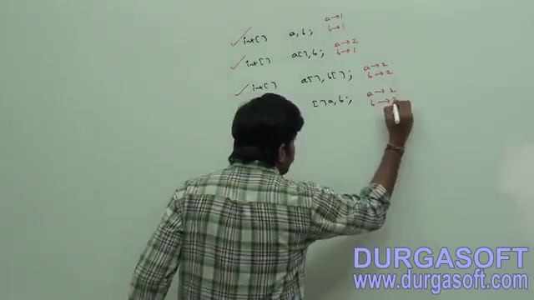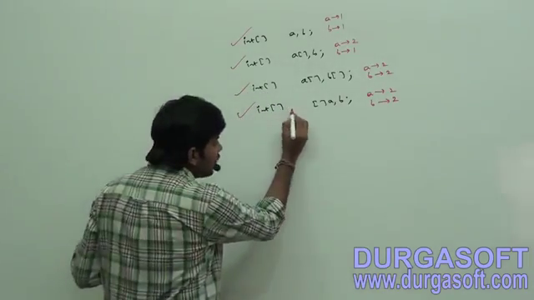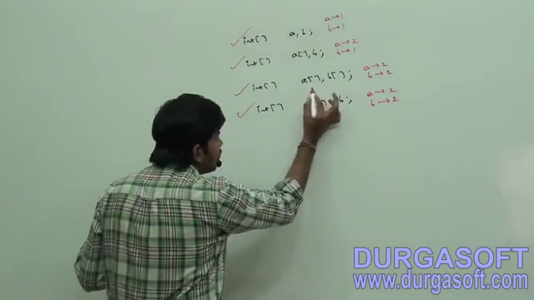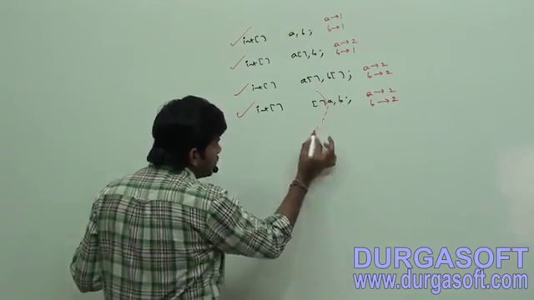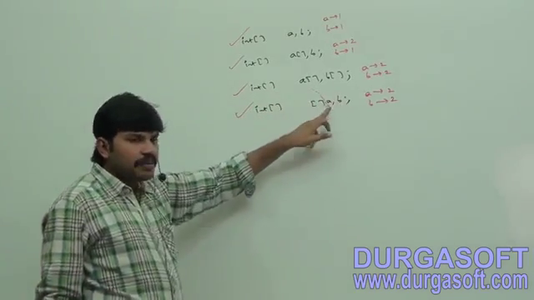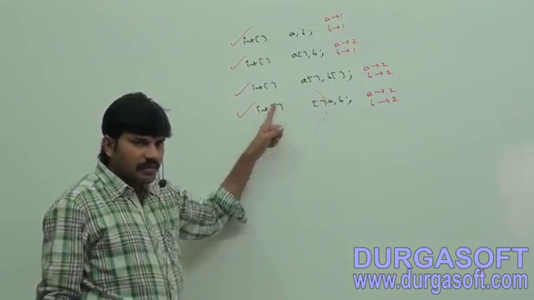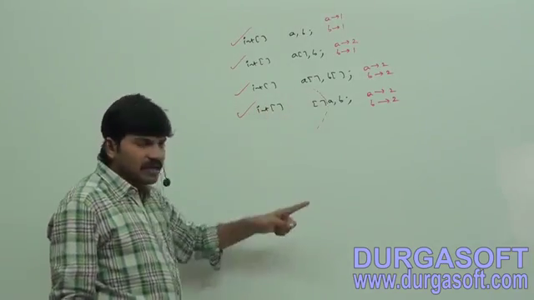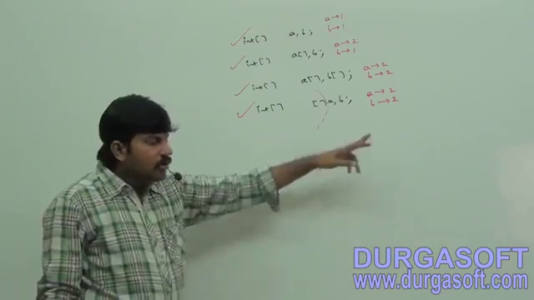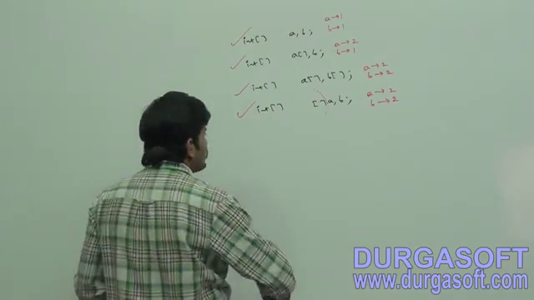B's dimension is 2. Because this space is ignored by the compiler, this whole thing is considered the type. Regarding type, A and B both are 2-dimensional arrays. A's dimension is what? 2. B's dimension is also 2 only. That's why it is valid.